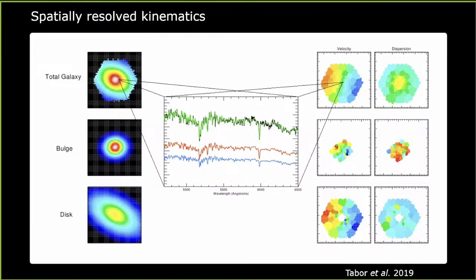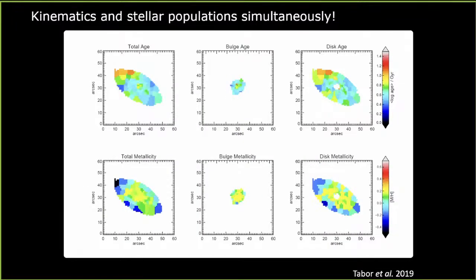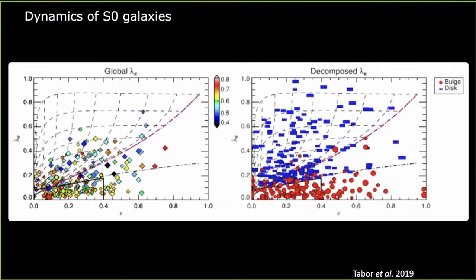We also looked at the kinematics, because in order to do all the stellar population and star formation history, we ignored the kinematics, but now we can separate it from the whole galaxy. You've got the velocity: this side moves away from you, this side moves towards you. You can get the kinematics for the bulges and disks. You can get the stellar population as well.